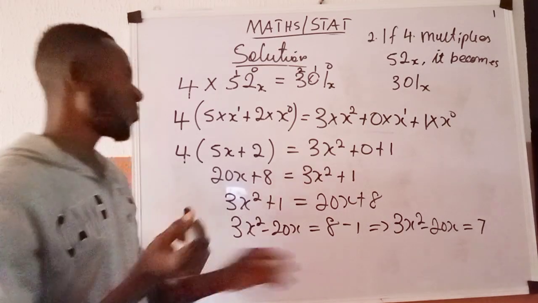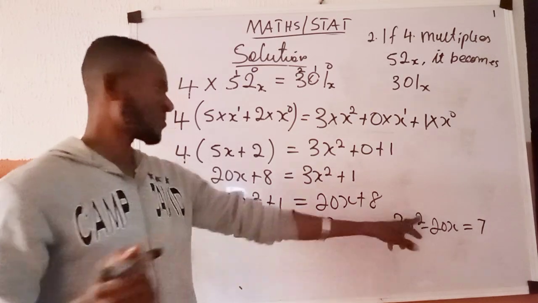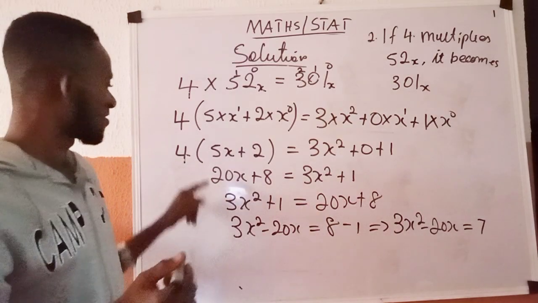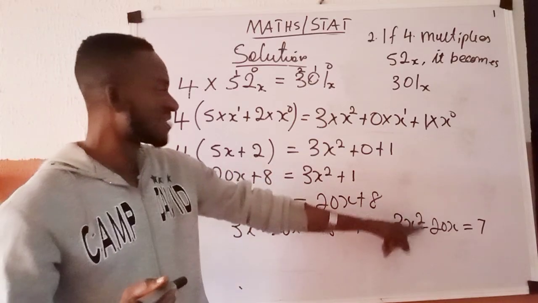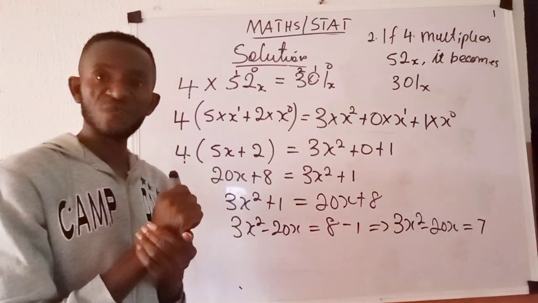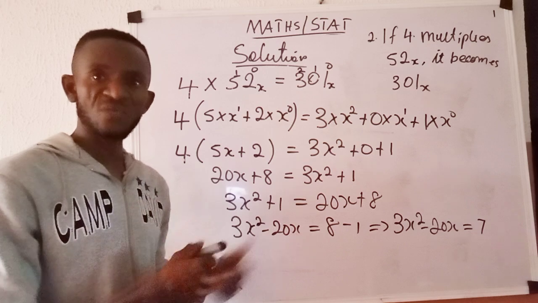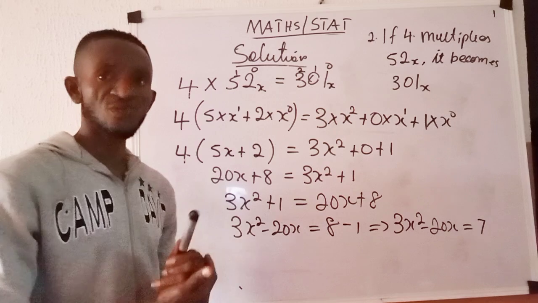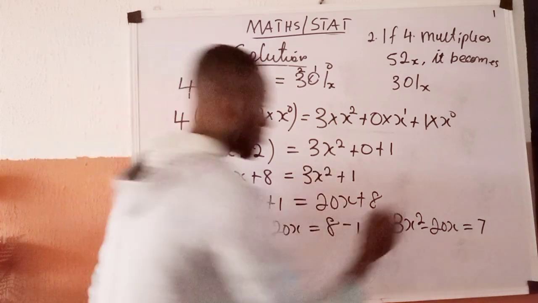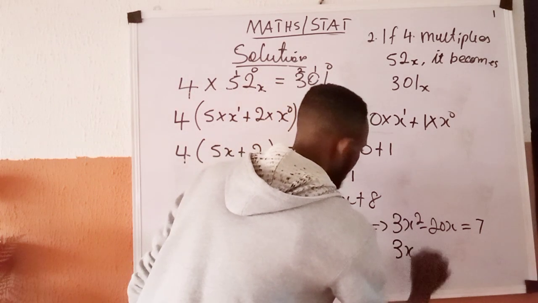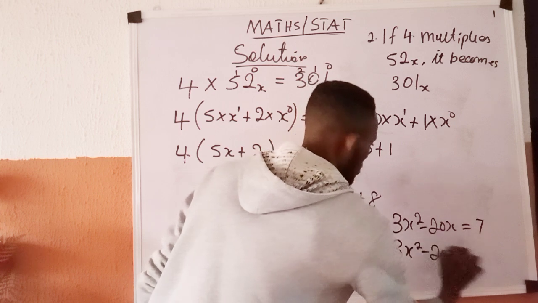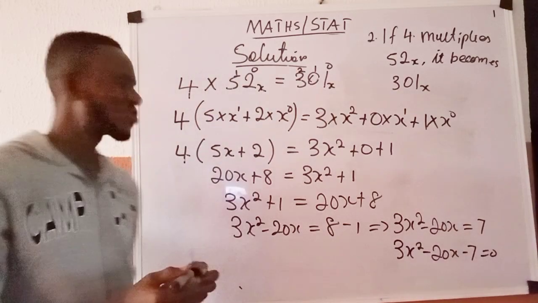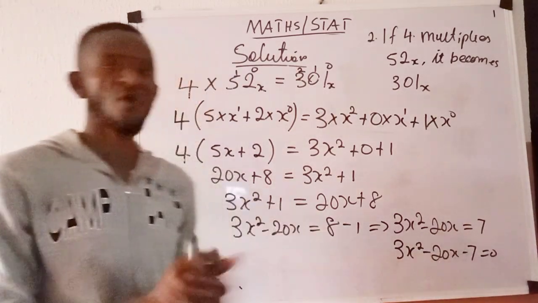So when I have it this way now, I have already started seeing something here. And that thing I'm seeing here now is telling me that we are dealing with a quadratic equation. And because we are dealing with a quadratic equation, as usual, we bear in mind that we are going to equate that to 0. And equating that to 0, what I'm going to have now becomes 3x raised to power 2 minus 20x, then minus 7 equals 0.